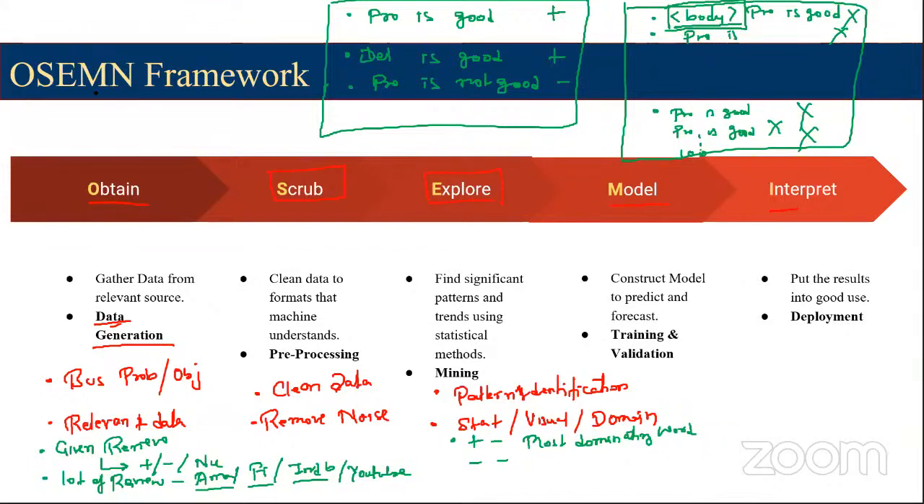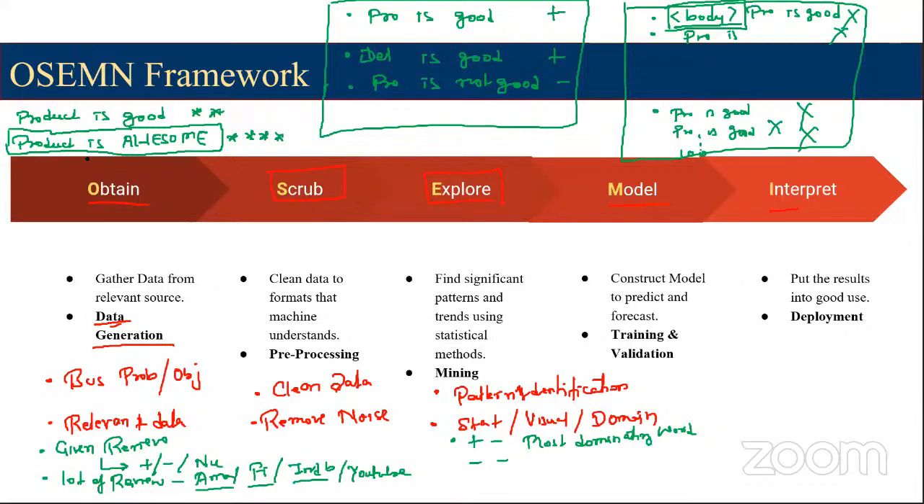Say, for example, if I tell you that we have a review, "product is good," and say someone gave 2 star, but then we have a review, "product is AWESOME," and someone gave 4 star. Now, what can we infer from this? That when it comes to sentiment, or say reviews, people use capital letters to highlight something.